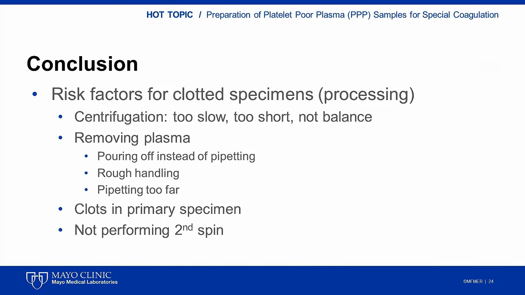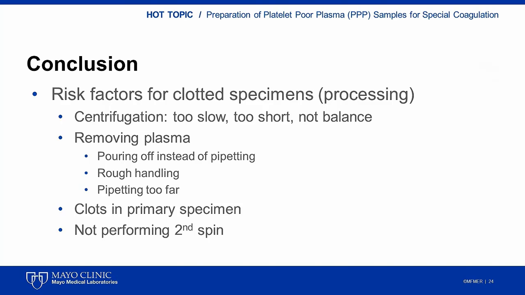Recommended centrifugation speed is 1500 times G for the recommended time of 15 minutes. If the speed is too low, time too short, or the centrifuge is unbalanced, there may be cellular contamination and the potential for clots. Always use a plastic pipette for removing plasma, and never pour off plasma directly from the draw tube. Excessive cellular contamination will be caused by pouring off plasma, rough handling, and pipetting into the cellular layer.